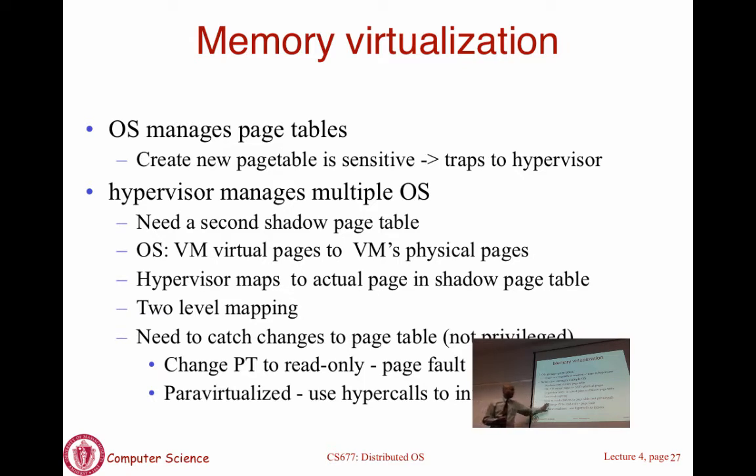The way this is actually implemented is you can make the page tables read-only. Whenever the OS tries to modify one, it looks like you're modifying a read-only entry, so it's going to trap to the hypervisor. The hypervisor is going to make the desired modifications and go back to the OS. This is one way you can implement it. It's sort of a hack, but that's a way to trap to the hypervisor. Okay, so that's memory virtualization.